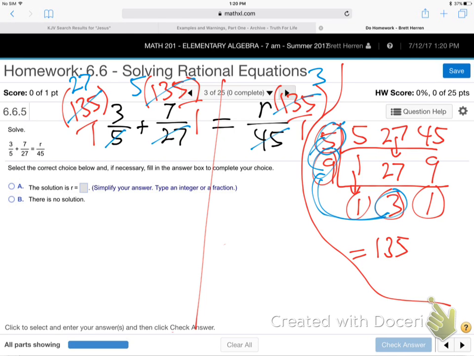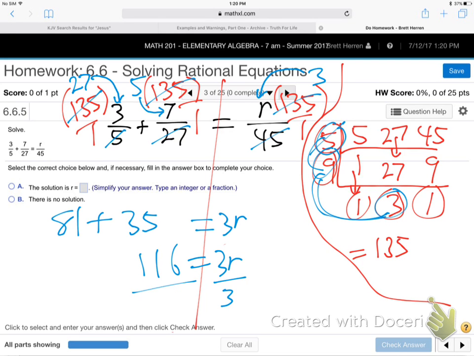So what do we got? 27 times 3, which is 81. Right, you multiply the leftovers. 5 times 7, which is 35. And 3 times r, which is just 3r. No more fractions. How nice. Everybody see that? Gets rid of all the fractions. Okay, and then add the 81 and 35, which is 116. Last step, divide by 3. We're done. There it is. 116 thirds.